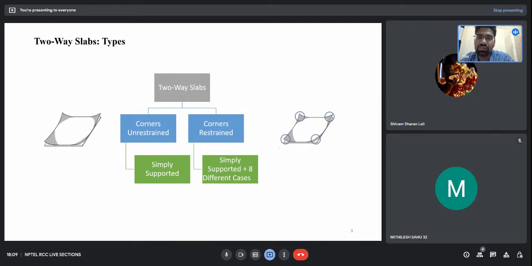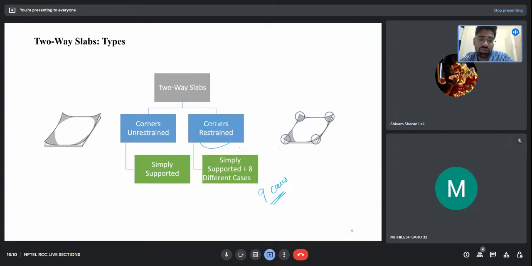Now I will talk about two-way slab. Two-way slabs can be classified into two types, that is, the corners can be either unrestrained or restrained, and both of them can have simply supported conditions. Based upon the support condition, I can have nine different cases. I will make all of these nine cases very simple for you. Just remember the types: one-way slabs have either Ly by Lx greater than 2, or are supported on only two sides. For two-way slabs, I can have these two conditions: corners unrestrained and corners restrained. Corners unrestrained means my corners can lift up like this, meaning they are not resisted by any torsional reinforcement. Corners restrained means I have provided torsional reinforcement, because of which my corners remain in their position.